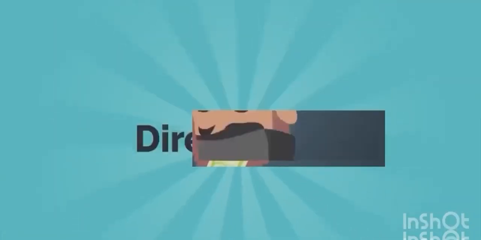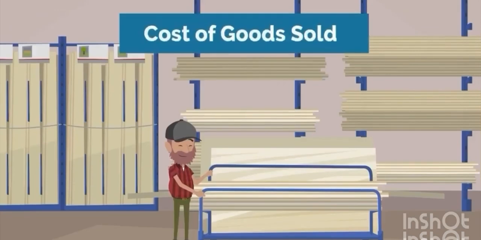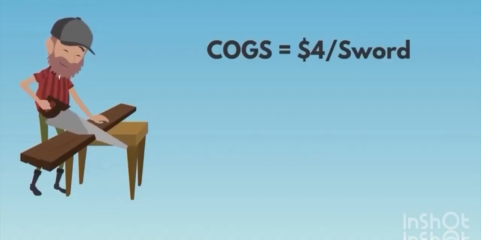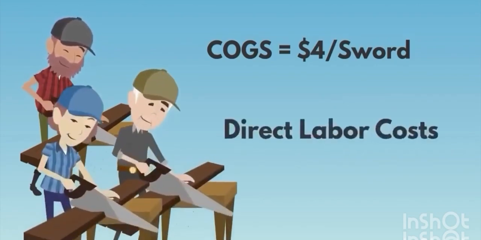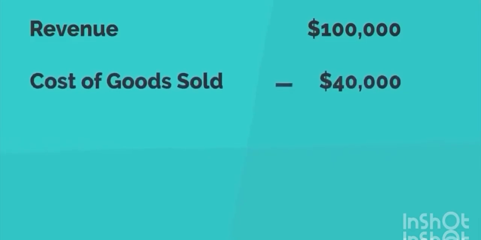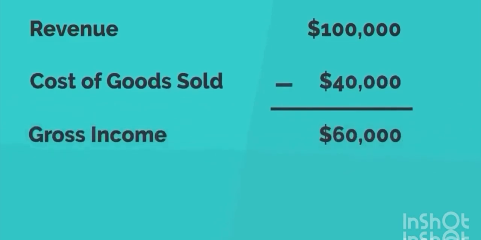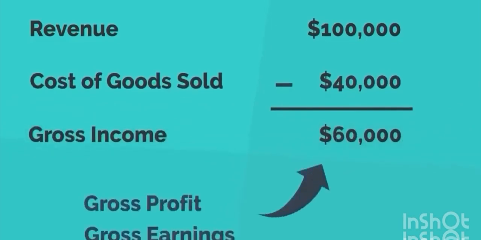First of all, there are direct costs involved in making the swords. These are called COGS, as in cost of goods sold. In his case, we'll say they amount to $4 per sword that he spends on materials. If he had employees, there would be direct labor costs as well. After subtracting the $40,000 cost of goods sold from the $100,000 revenue, we are left with a so-called $60,000 gross income, also referred to as gross profit or gross earnings.